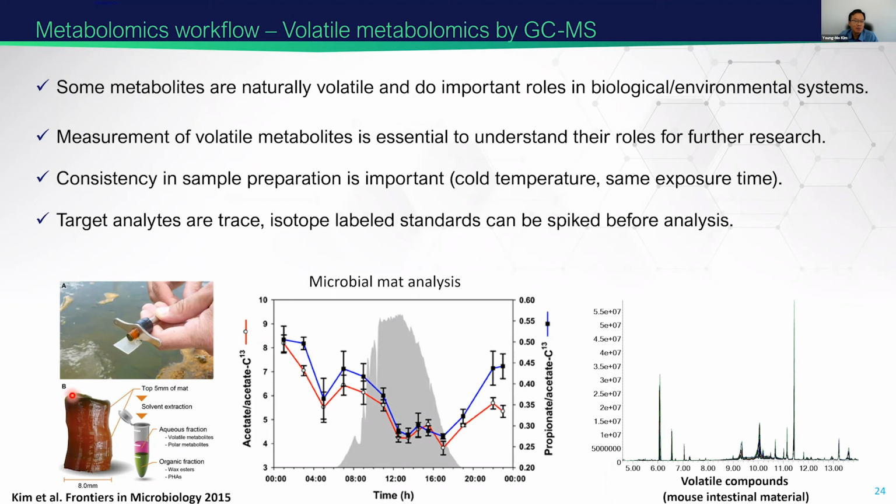We collected microbial mat samples from a Yellowstone National Park hot spring. It's very hot, about 60, 65, or 70 degrees. A lot of bacteria, cyanobacteria live there. We freshly collected them and kept them in liquid nitrogen on site. Then we brought them to the lab and extracted with methanol chloroform. Without drying, we just added isotope-labeled internal standards, 13C acetate, and measured their abundance changes between day and night. For example, acetate and propionate, which are 2-carbon and 3-carbon metabolites, go down during the daytime and go up at nighttime.